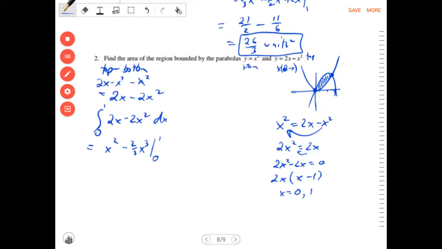Okay, so multiplying all this in, we get, so 1 squared is 1, 1 cubed is 1, so 1 times 2/3 is 2/3, so 1 minus 2/3 is just 1/3. Okay, so that's going to be 1/3 units. And then, if I put a 0 into that, that's just going to be minus 0. So this is just 1/3 units squared. Okay, and that is the area between the two curves.